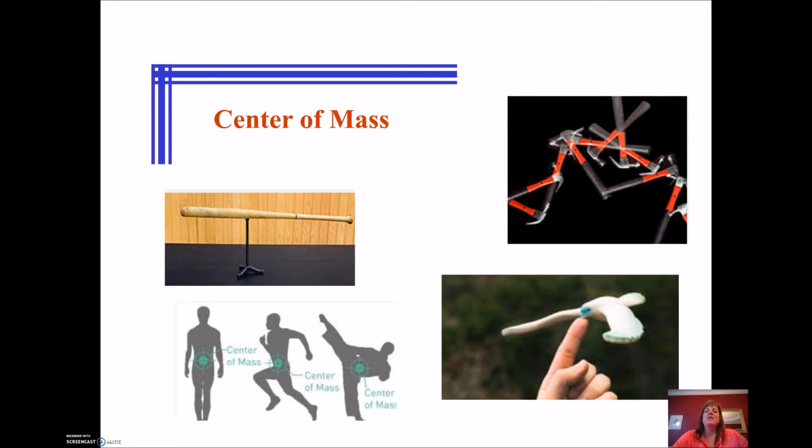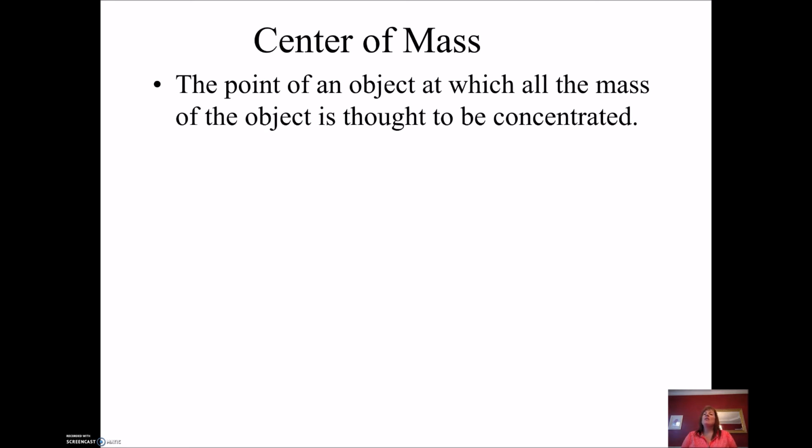In our second video on rotational motion, we're going to talk about the center of mass and the center of gravity, which is where objects will rotate through or things will balance. So the center of mass is defined as a point at which all of the mass of an object is thought to be concentrated. So it's where it acts like it is all concentrated.